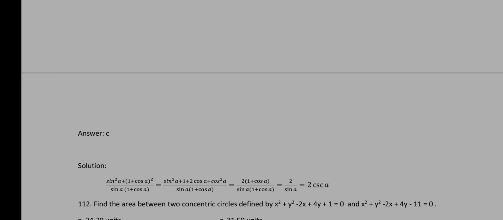And then, sa next part mo, magiging 2 times 1 plus cosine A over sin A times quantity 1 plus cosine A is equals to 2 over sin A. Kasi magka-cancel yung 1 plus cosine A mo sa numerator, denominator. Therefore, yung 1 over sin A is equals to cosecant A. Multiply mo siya sa 2, kaya 2 cosecant A. Yun yung sagot sa tanong na yan, sa problem 111.